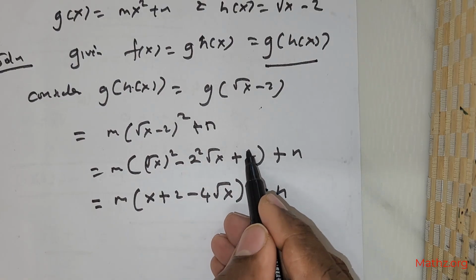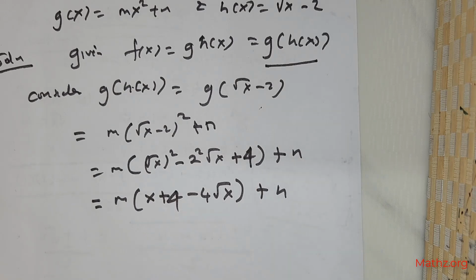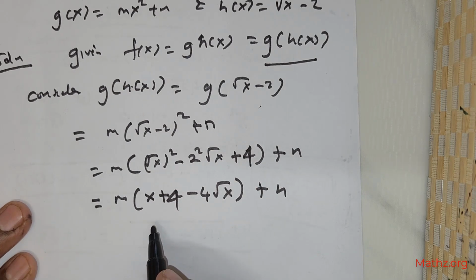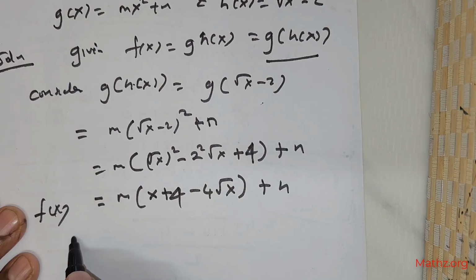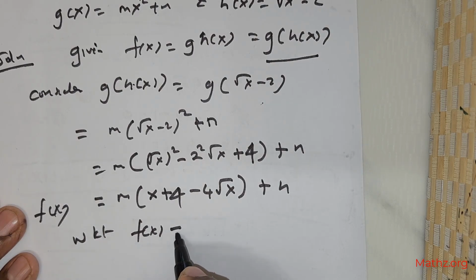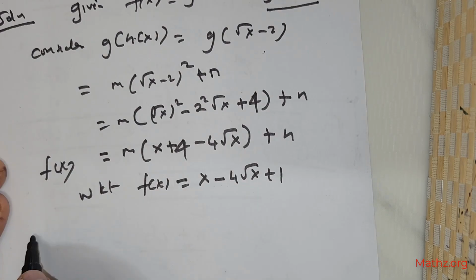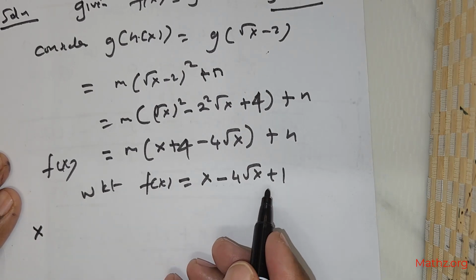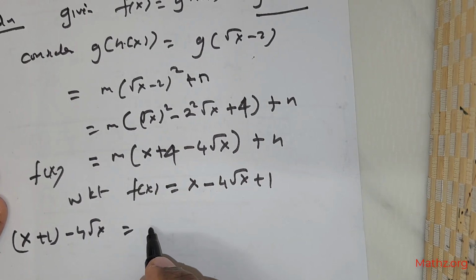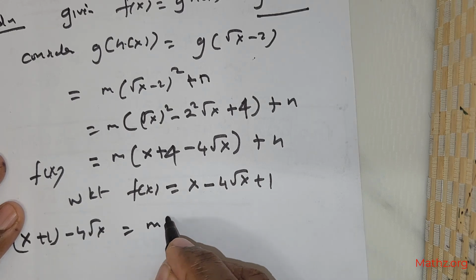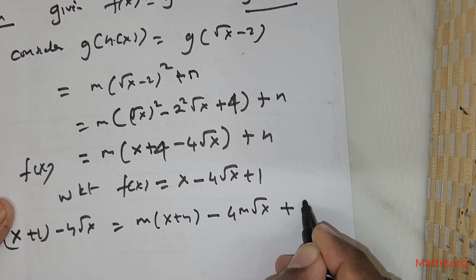Now this is 4, right? When you square 2 you have to get 4 there. So this is what you've got. Now what I would have to do is compare it with f of x, right? So we know that f of x is equal to x negative 4 times the root of x positive 1. On the left you will have x, I'm going to write this as x positive 1 negative 4 times root of x, and I'm going to rewrite this as m times of x positive 4 negative 4 times m of root of x positive n, right?